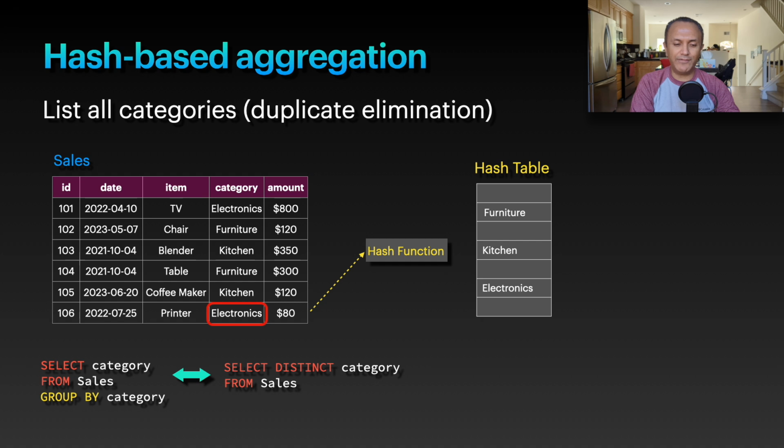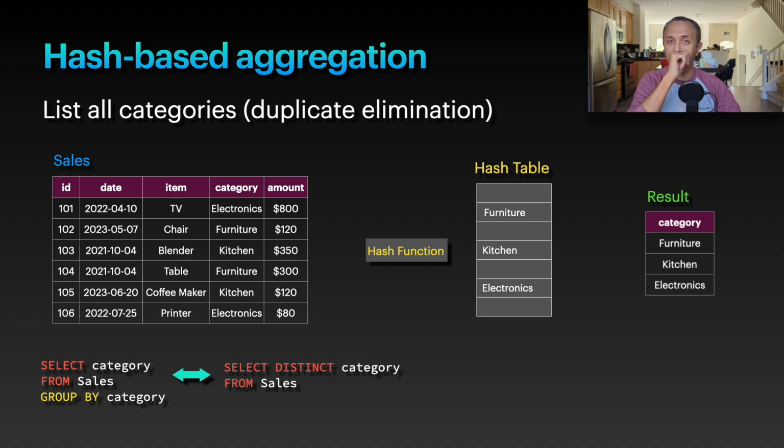So all we need to do after that is just scan the whole hash table and output the keys from there into the result. So this will give us a unique list of categories, which is what we want from this query. Notice that the result is not sorted by anything, because obviously the hash table does not have any sort requirements on it. So yeah, there is no order here.